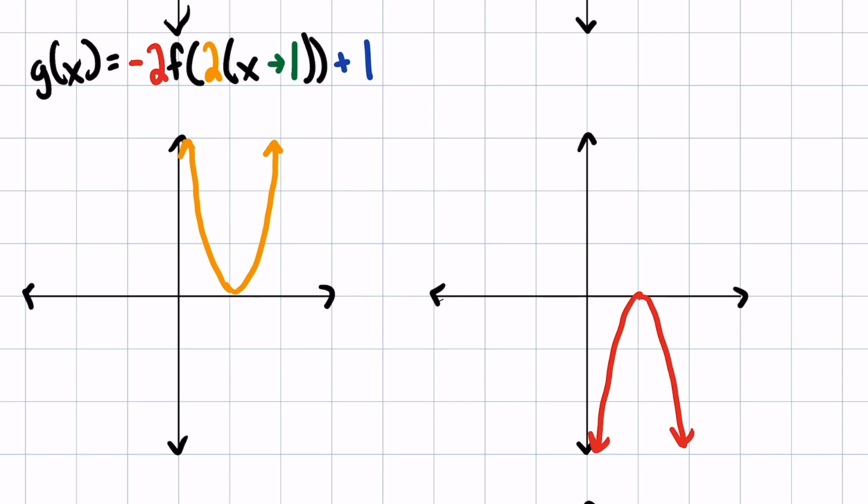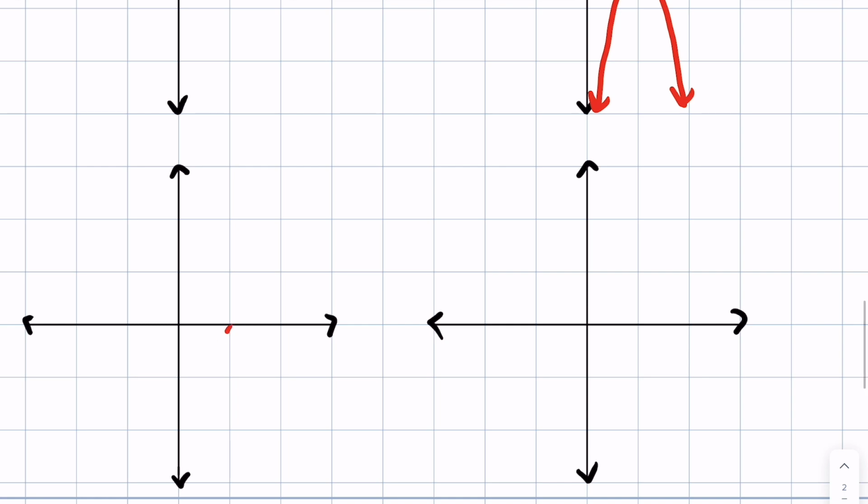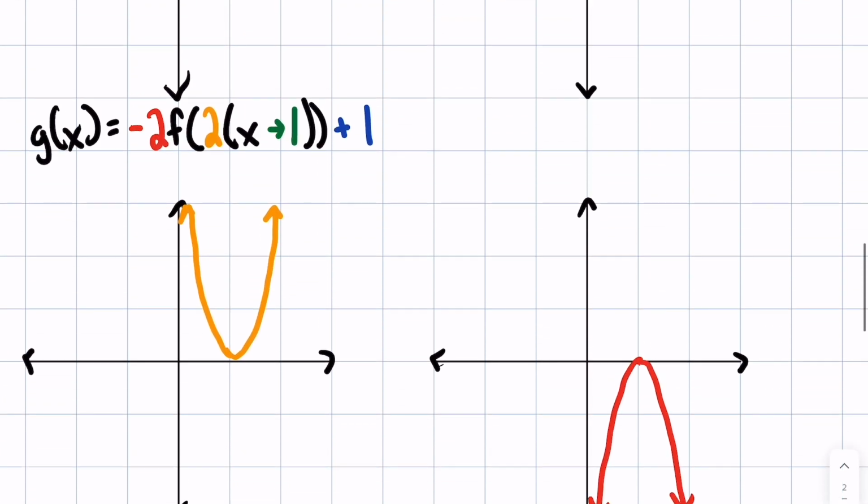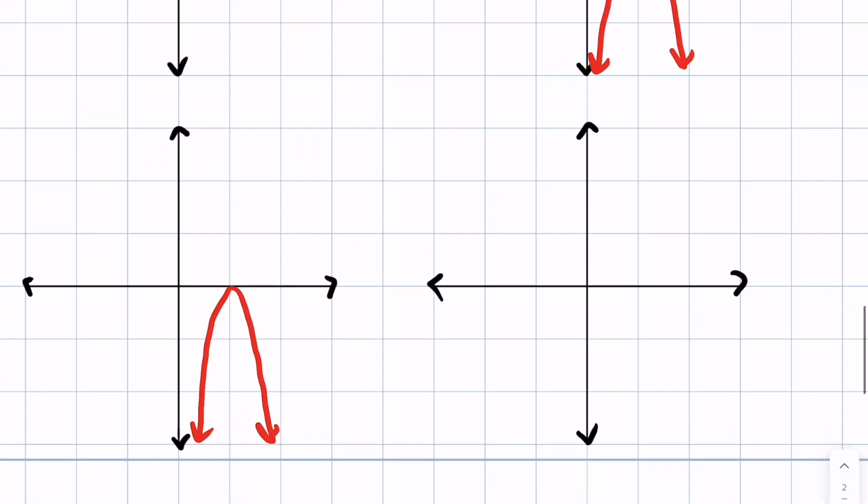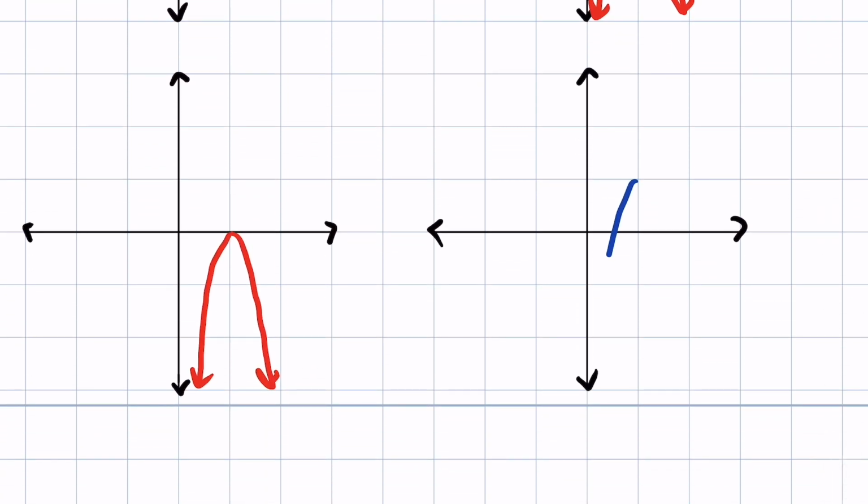And then the 2, that is going to be our vertical stretch. So we're basically just making this longer and skinnier. And then the last thing is this +1 at the end there, right here. That is going to be our vertical shift. And so we shift this up by 1. And so there is our final graph.